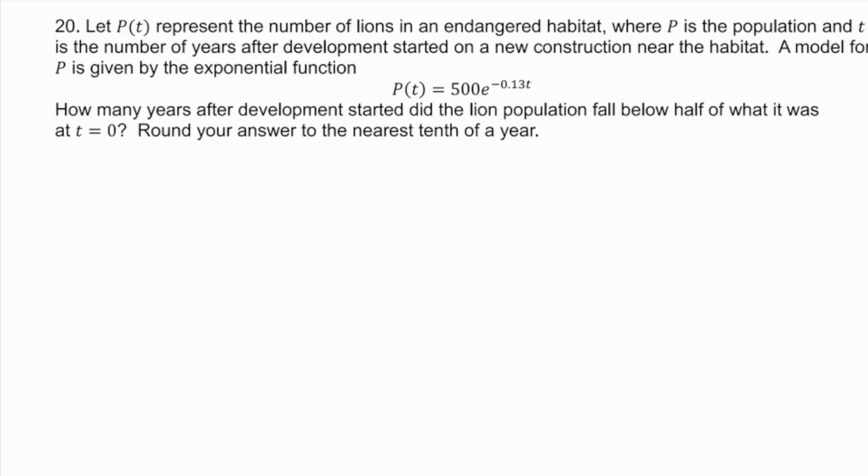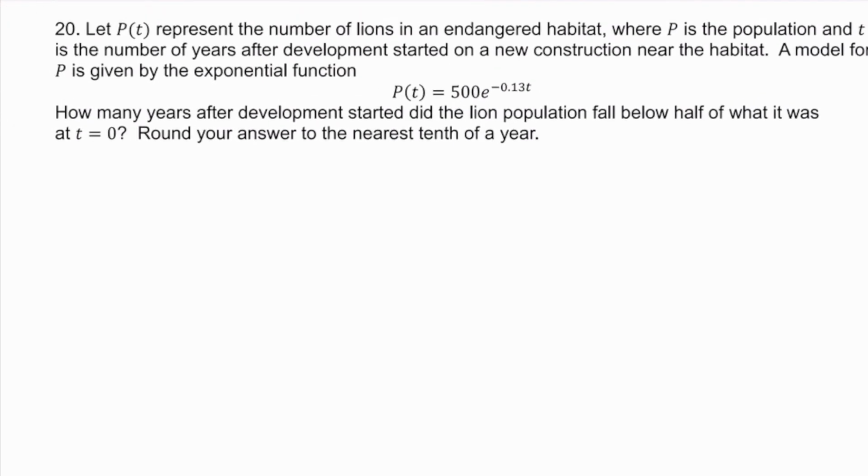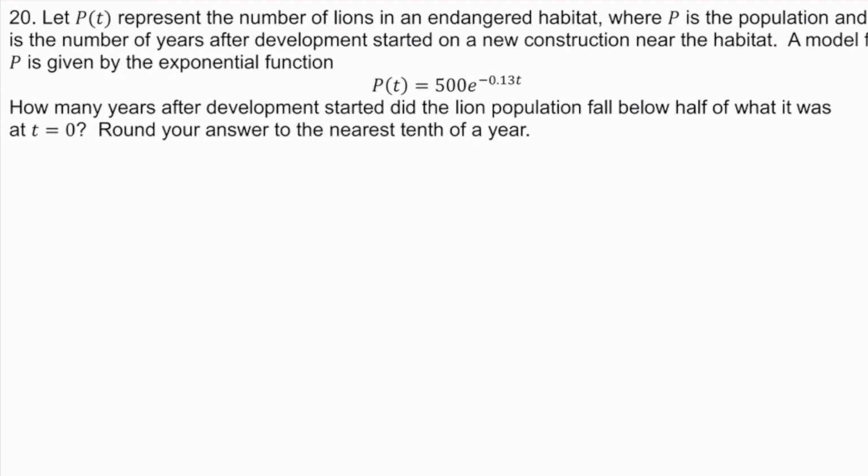Let P of t represent the number of lions in an endangered habitat, and t is the number of years after development started on the new construction. All right, we've got this model for the population. When is the population going to fall below half of what it was at t equals 0?